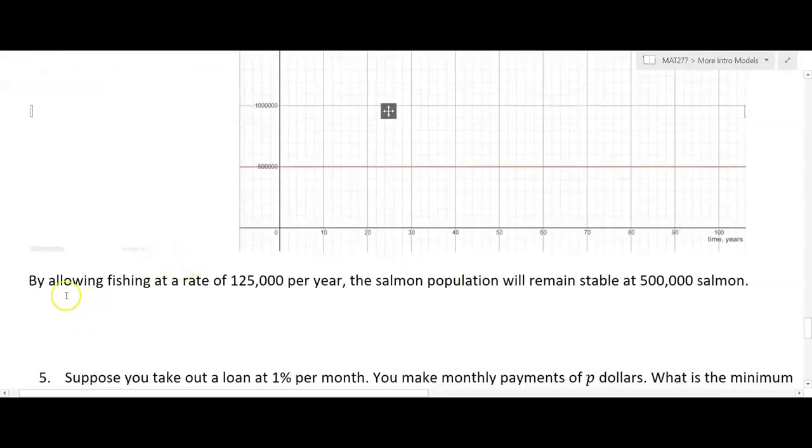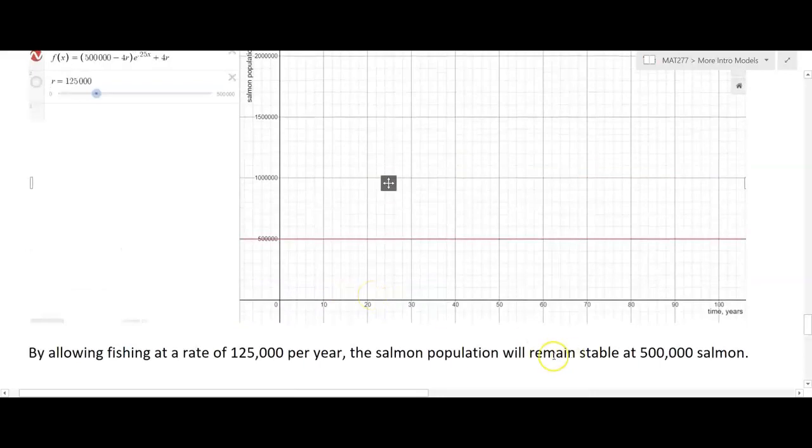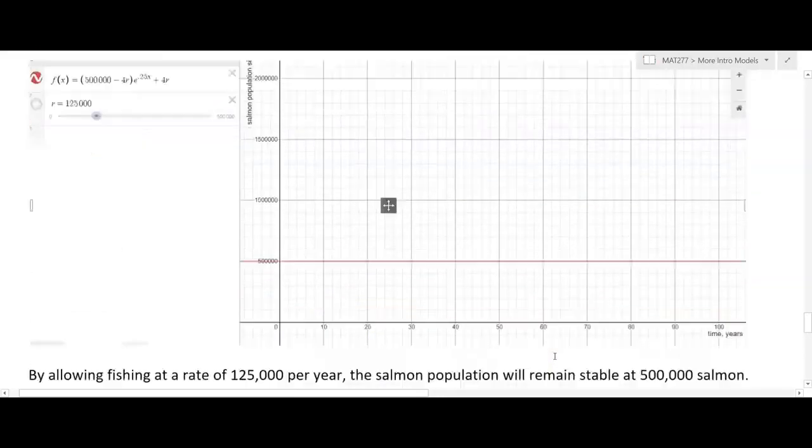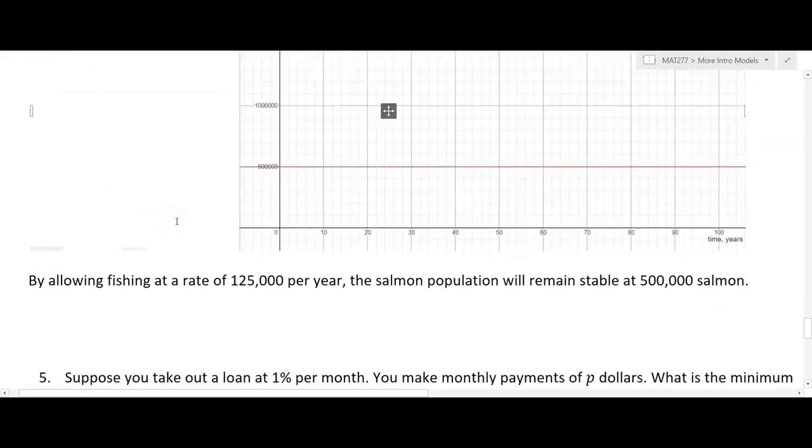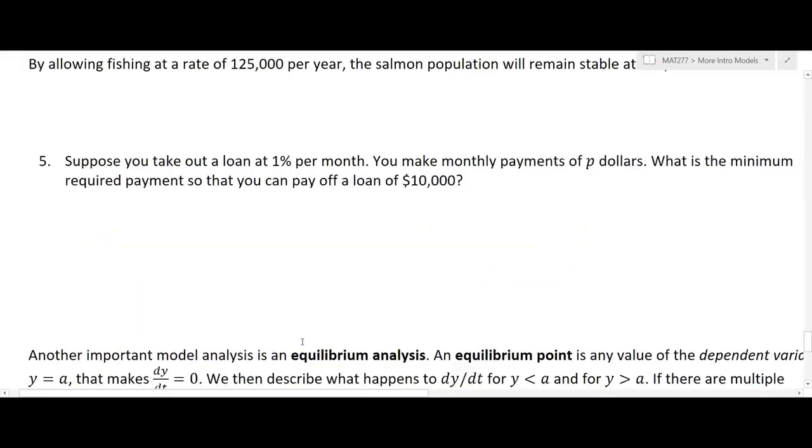And to wrap up this problem, we'll just say that by allowing fishing at a rate of 125,000 fish per year, the salmon population will remain stable at 500,000 salmon. So any fishing rate below 125,000, we're in good shape. And now we can even determine how many permits we need to issue, for example. So if we allow each fisherman a maximum of 10 salmon a year, then we could say, well, that would allow us to issue 125,000 salmon per year divided by 10 salmon per license. You'd be able to give out 12,500 permits for that particular stream.